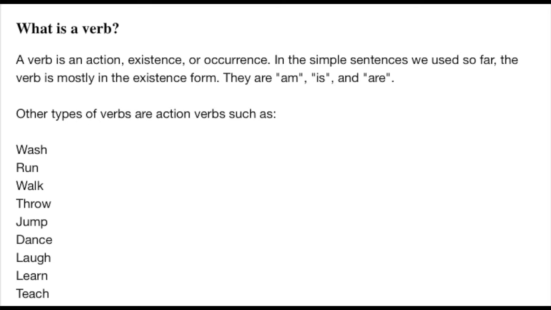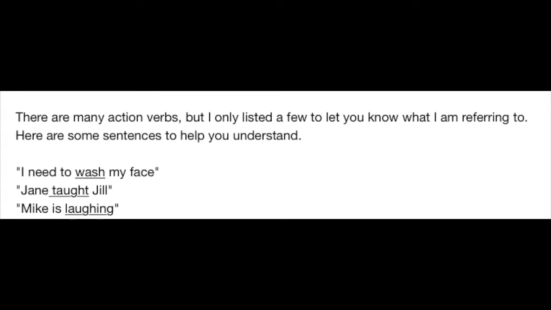What is a verb? A verb is an action, existence, or occurrence. In the simple sentences we used so far, the verb is mostly in the existence form. They are am, is, and are. Other types of verbs are action verbs such as watch, run, walk, throw, jump, dance, laugh, learn, teach. There are many action verbs, but I only listed a few to let you know what I am referring to.